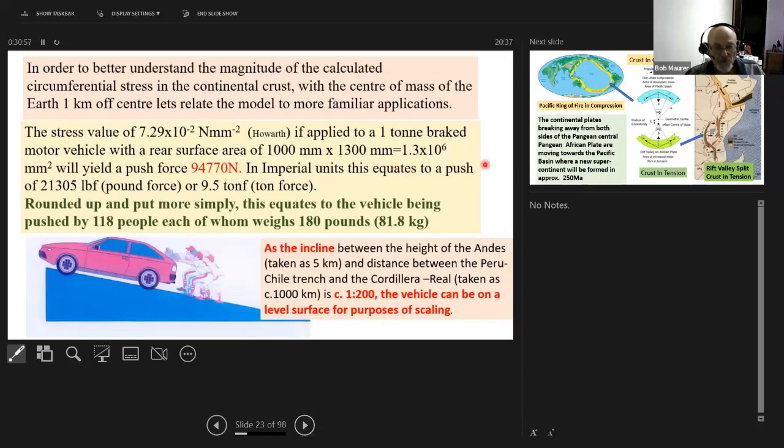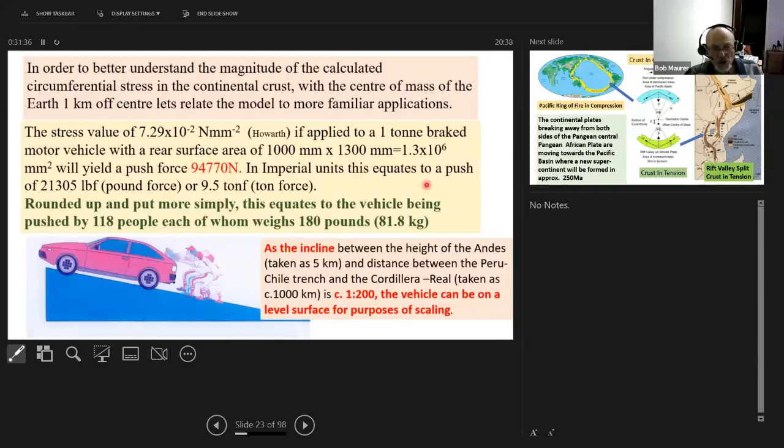If you take that value by Howarth, 7.29, and we put that force over a meter by 1.25 meters, which is the rear end of a Mondeo estate car, Vectra, or whatever it is in the Vauxhall range, Toyota, which has got roughly a surface area of 1 meter by 1/3 meter. The force over that, using every little millimeter, comes out to 94,770 newtons, which is enormous.